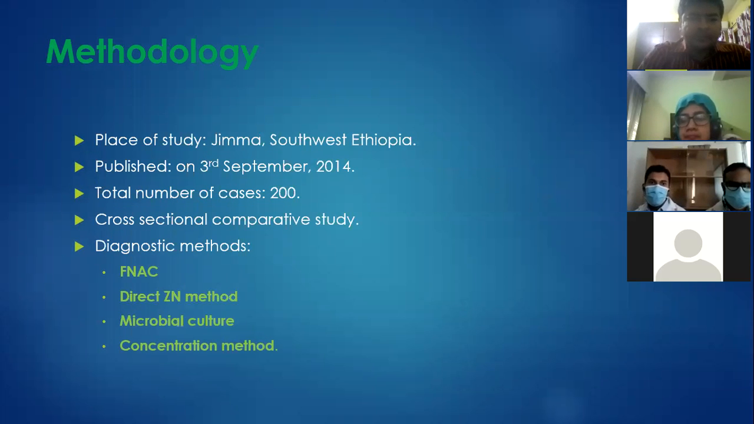Now, methodology. Place of study: Jimma, Southwest Ethiopia. Published on 3rd September 2014. Total number of cases: 200. It is a cross-sectional comparative study. Diagnostic methods were FNAC, direct Ziehl-Neelsen method, microbial culture, and concentration method.